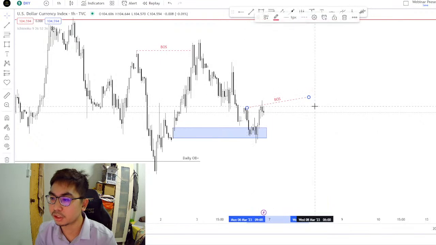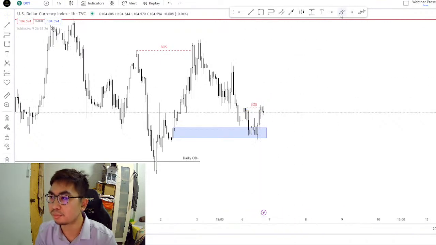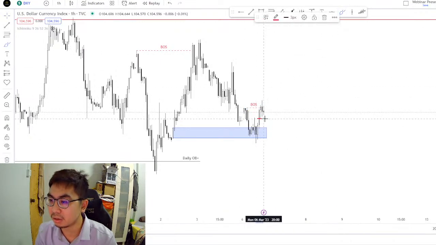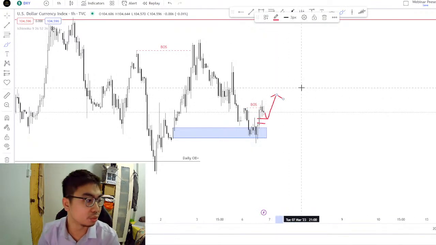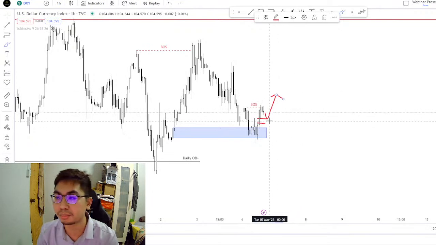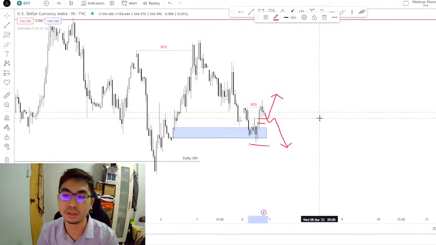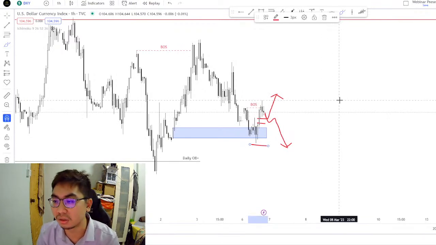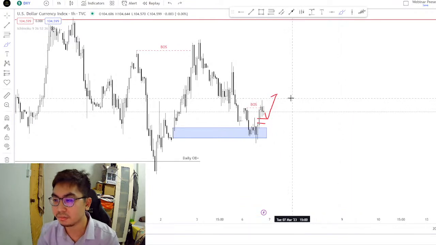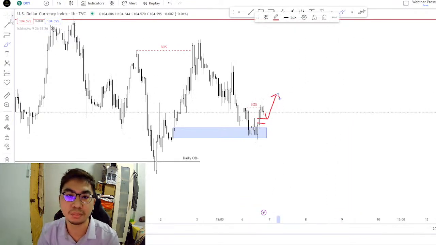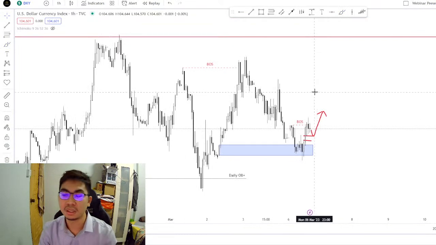Another break of structure, so likely we could see price heading down, clearing out that nice little gap before pushing towards the upside. That's a possible scenario, or price can just continue weakening and clear out this low right there. At the moment, I'm still very bullish, buyers on the dollar index, expecting this scenario to possibly play out during the New York Open.